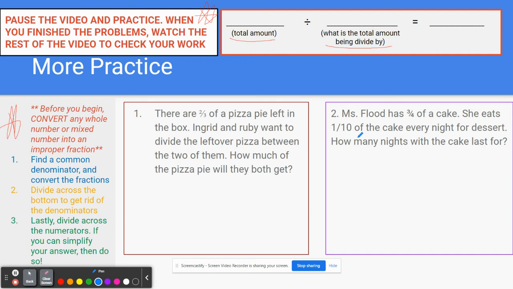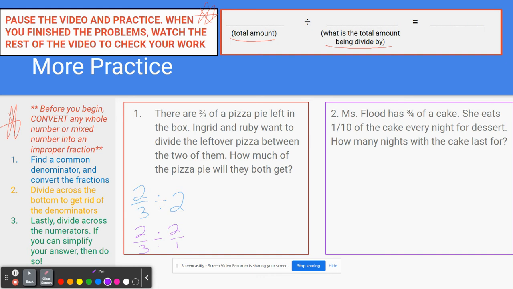All right, well, how much pizza do we have left over? We have 2/3. And how many people are we dividing it between? We're dividing it between 2 people. So we have 2/3 divided by 2. The first thing I'm going to do is rewrite that as 2/3, and I need to turn 2 into an improper fraction. So 2 becomes 2 over 1. So now I have 2/3 divided by 2 over 1.